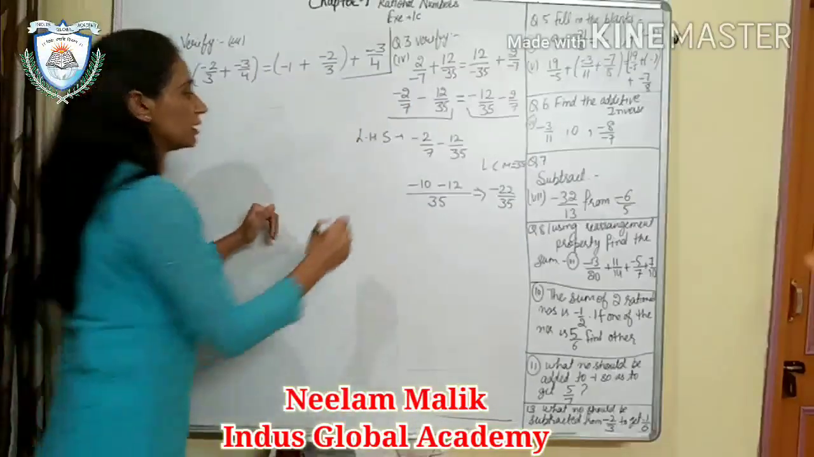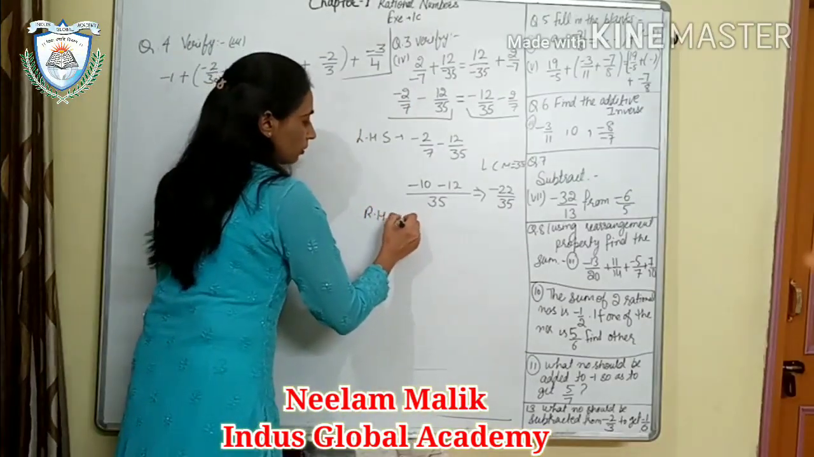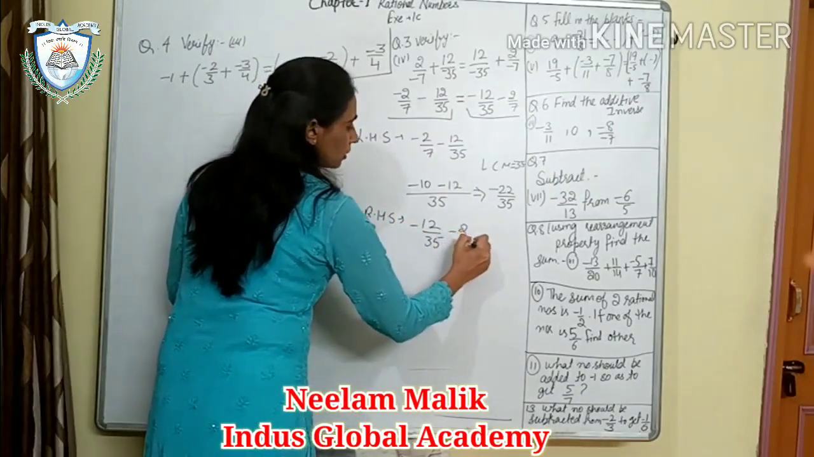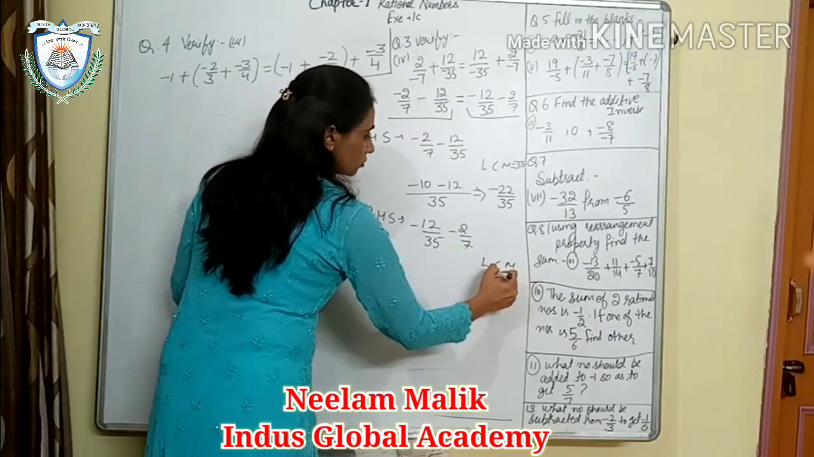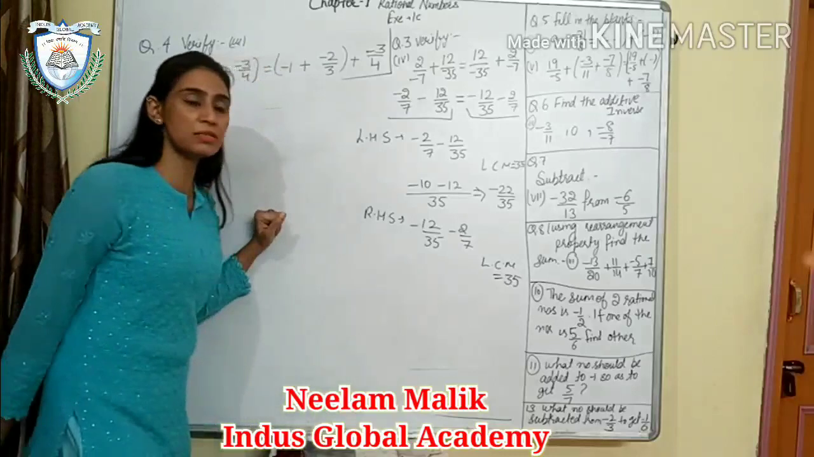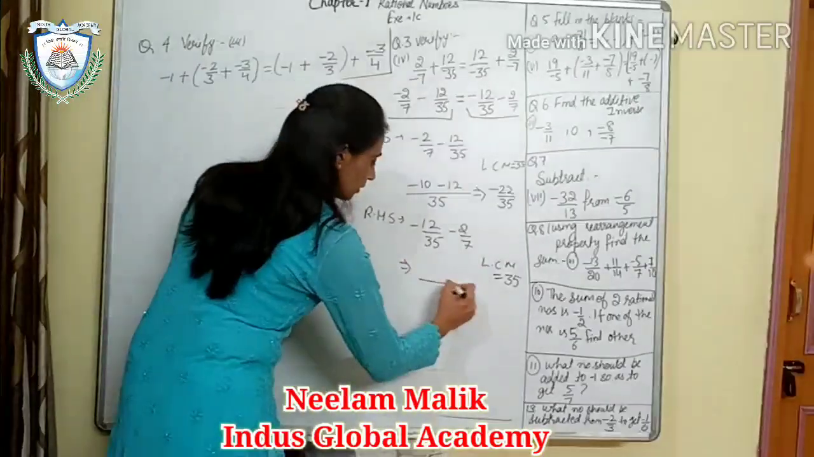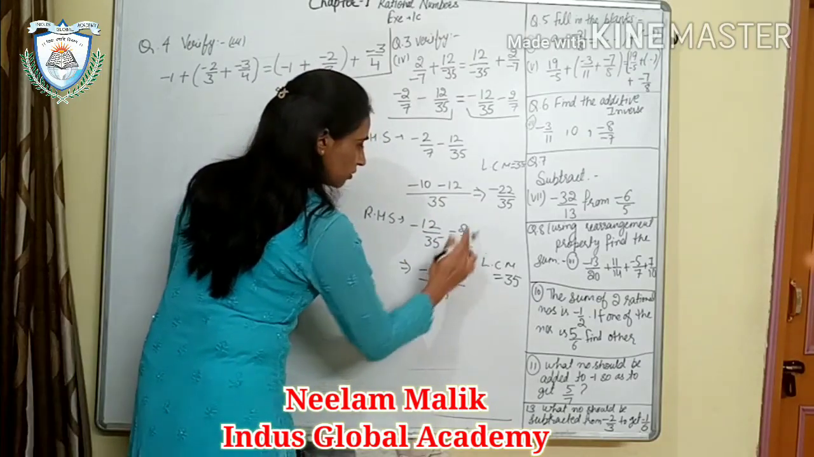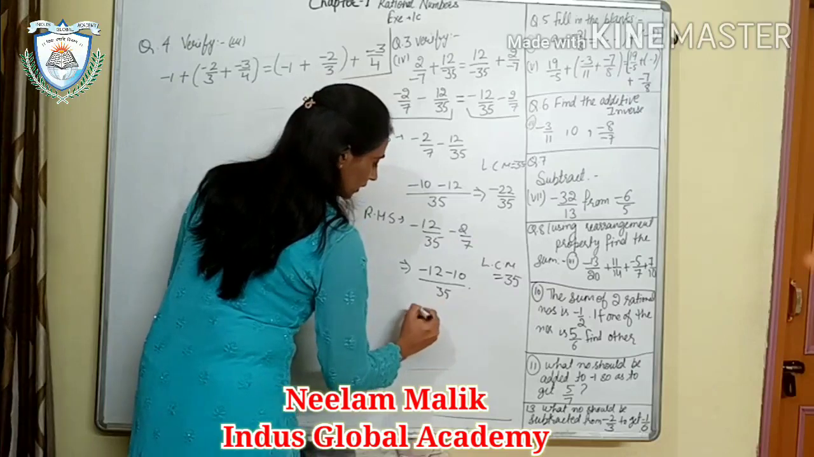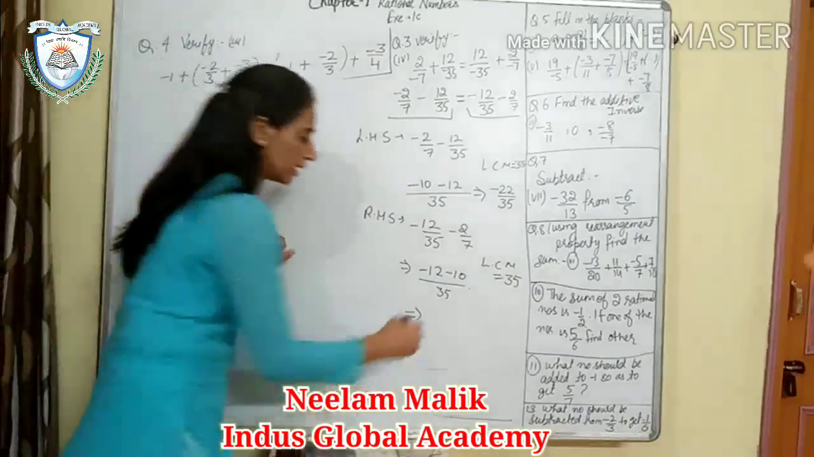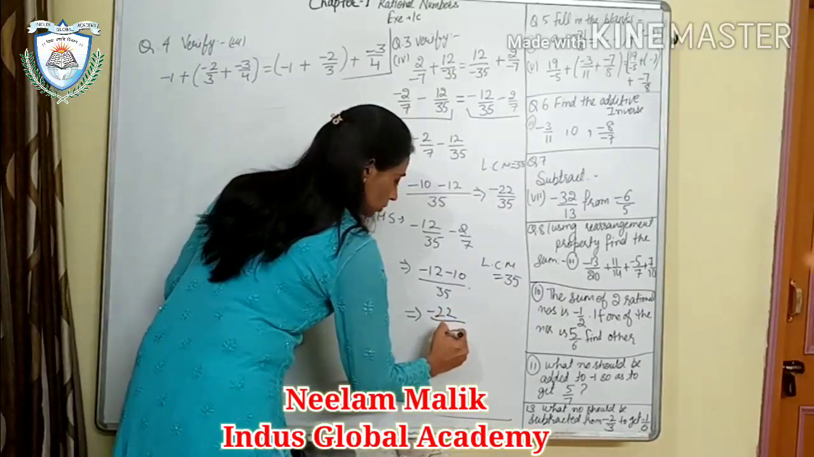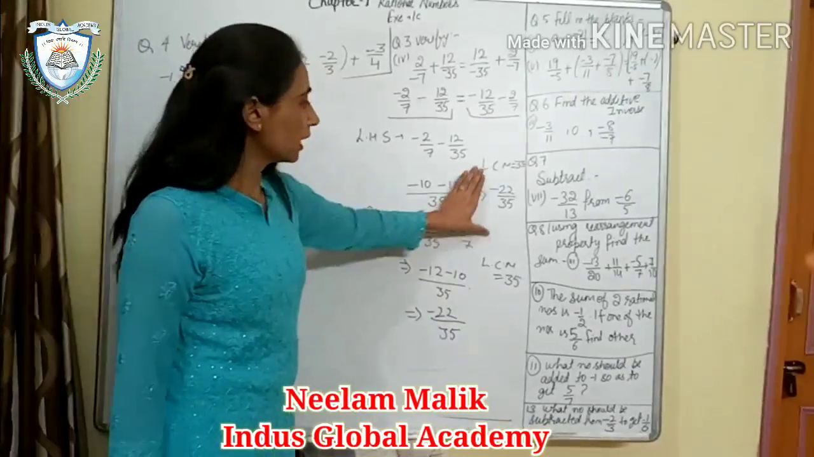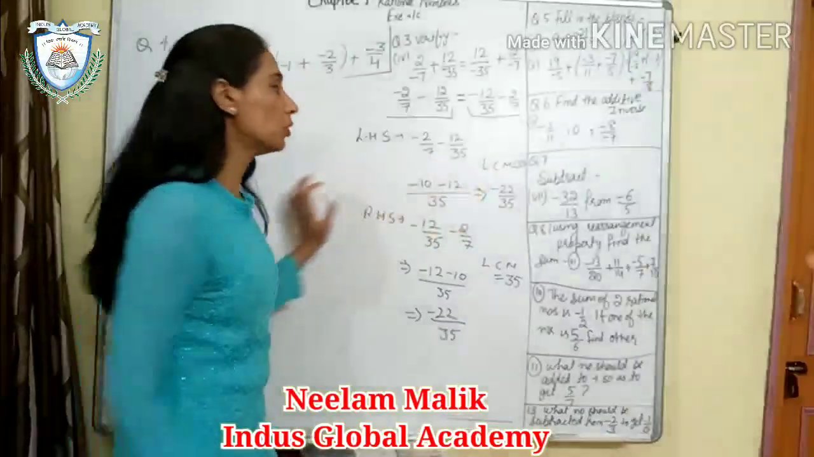Now we will take the right hand side. What is the right hand side? Minus 12 upon 35 minus 2 upon 7. Similarly, we will take the LCM. So what is the LCM? The LCM is 35. So now 35 will be here. 35 ones are minus 12, minus 7 5s are 35, 5 2s are 10. So what will you get here? Minus 12 and minus 10, that will be minus 22. Minus 22 upon 35. Look here. This is minus 22 upon 35, and this is also minus 22 upon 35.